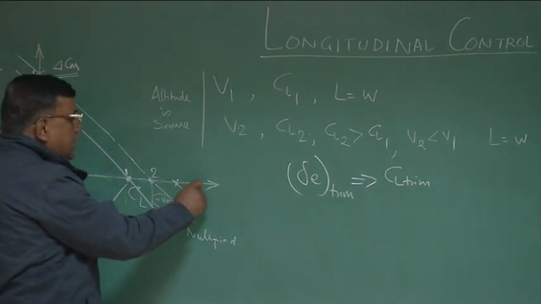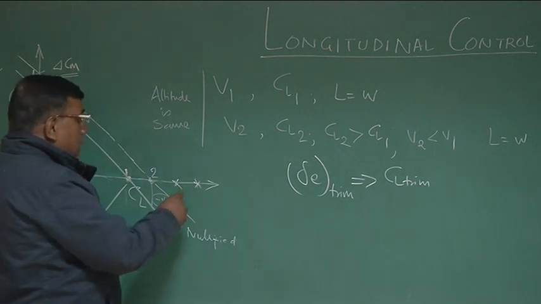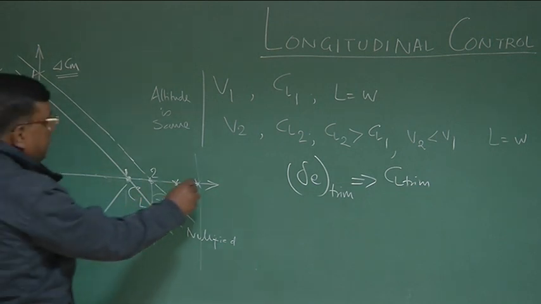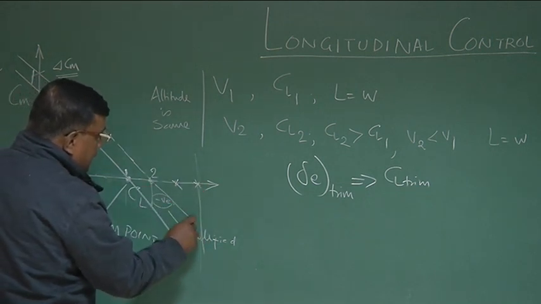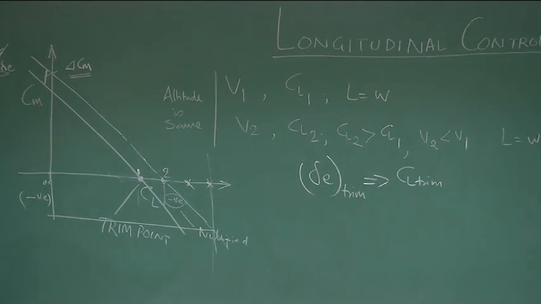If I want to fly here, how much delta is required? And the final question comes: can I really fly here? Because suppose I am flying here and I draw a line like this, this much of negative moment needs to be nullified by a positive moment generated by elevator deflection.